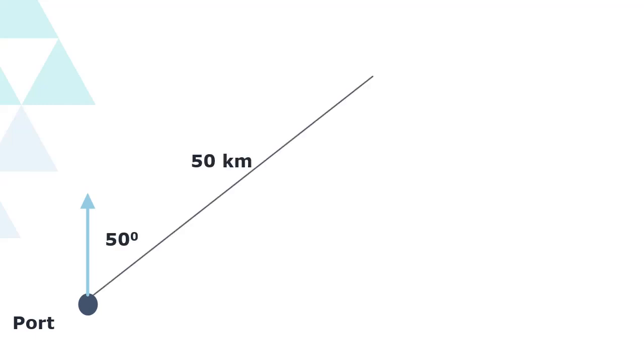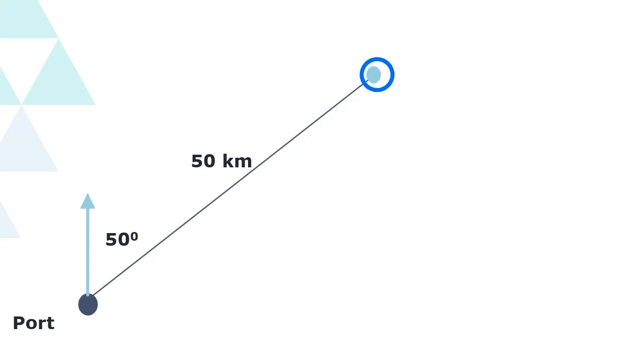situation. This point will indicate the port. The ship sails from the port on a bearing of 50 degrees. Let us indicate the north and then draw an angle such that the north is one of its sides and the other side will have a length of 50 kilometers. After being 50 kilometers away from the port, the ship turns on a bearing of 110 degrees for 40 kilometers.